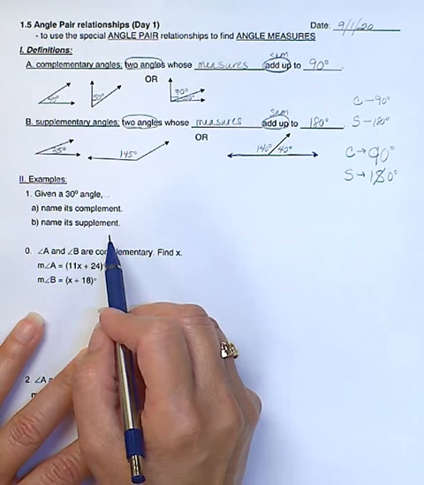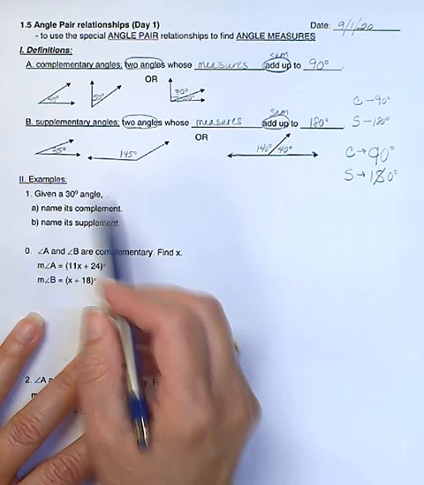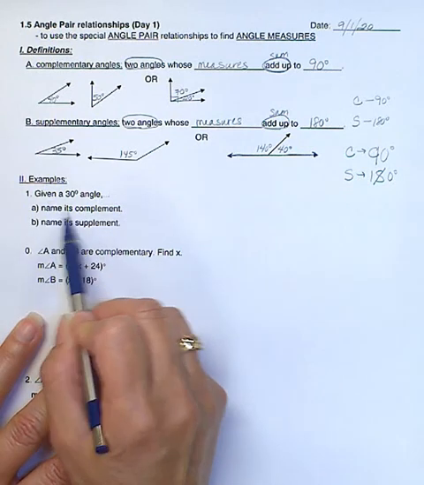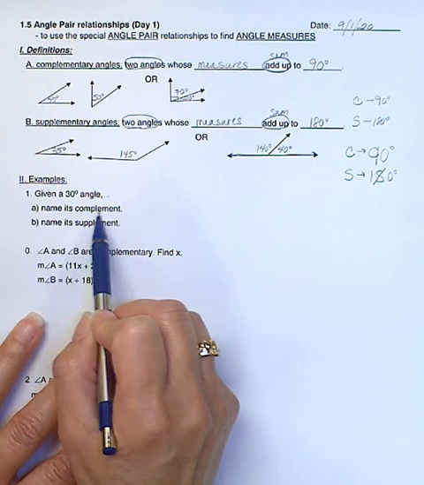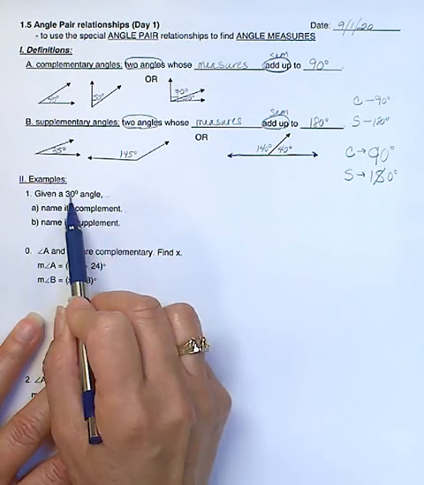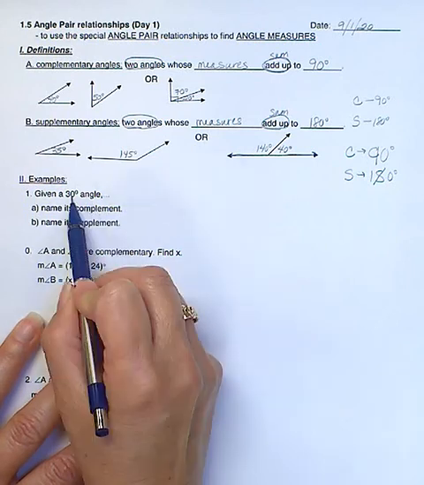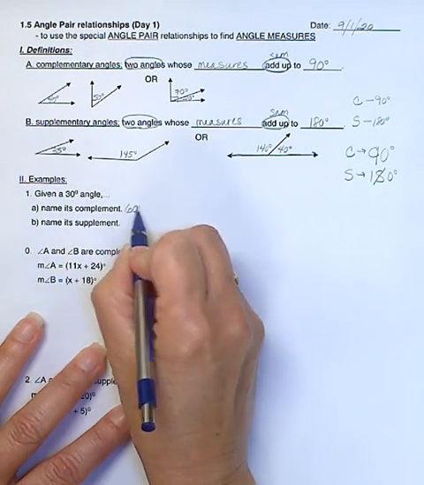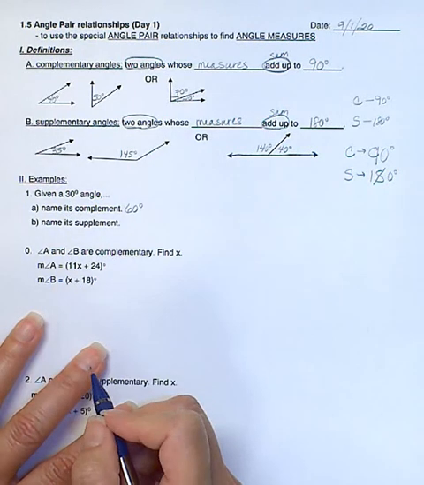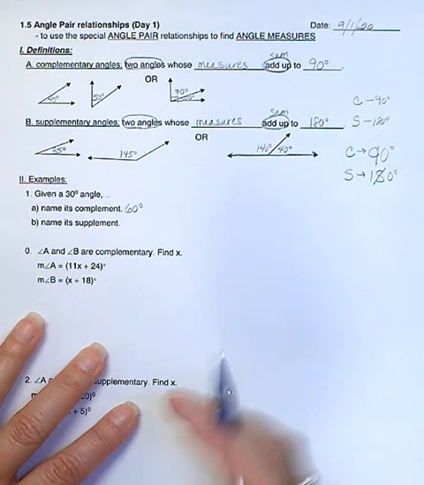For those of you who are using the fill-in-the-blank notes, I have an example 0 that you do not have, so you are not expected to write this down. It's just to follow along. And if you're taking notes on your own piece of paper, again, you do not need to write this down. You can just follow along.